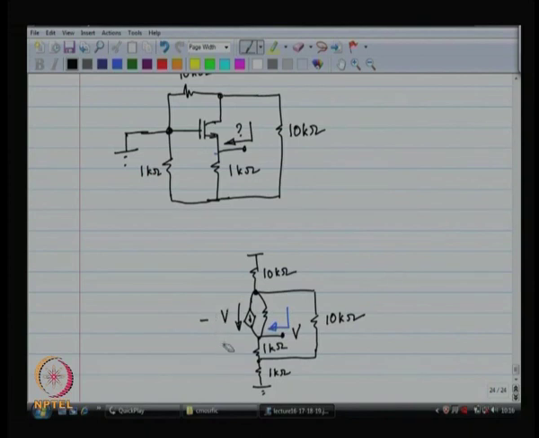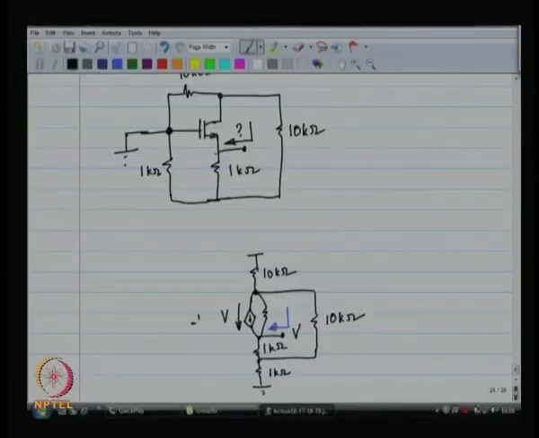GM is 10 millisiemens. GM is 10 or 11. There is a body also, right, GMB. So, it does not matter, I will just write 10 millisiemens times V. That is the current going through the GM cell. All right. Now, once we have that settled, let us say that this particular node is at VD. So, the current going upwards is VD by 10K.